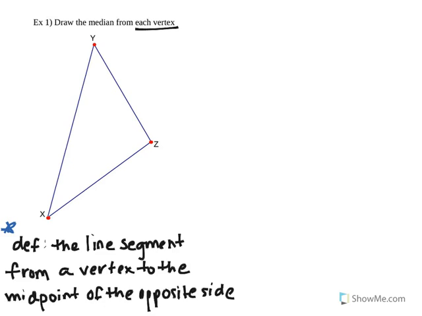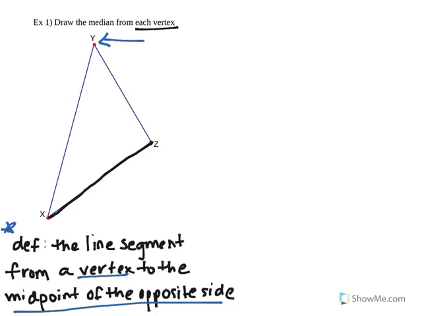So let's just pick a vertex to start at. Let's draw the median from vertex Y. If I'm starting at vertex Y, that means I have to go to the midpoint of the opposite side. So in all of these examples, your first step is to identify the opposite side. In this case, the opposite side of Y is XZ.